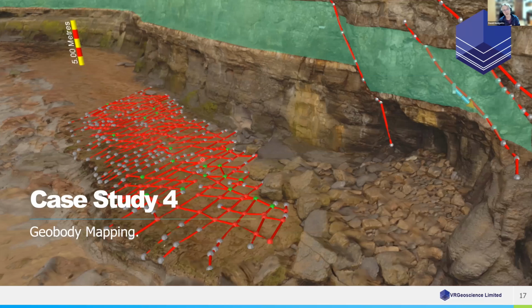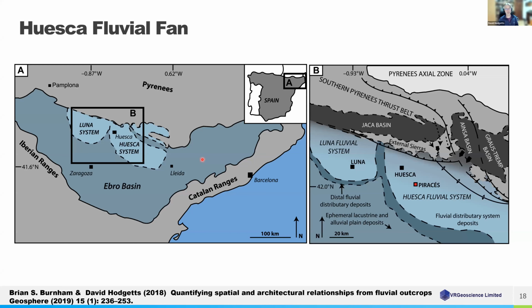And then case study 4 is we're now going to head over to Spain and to the Huesca fan, and we're going to look at mapping geobodies, another approach that you can use with digital outcrop data. So we're here, Ebro Basin, in this study area. We're based around Huesca and Pereces, looking at the fluvial system.